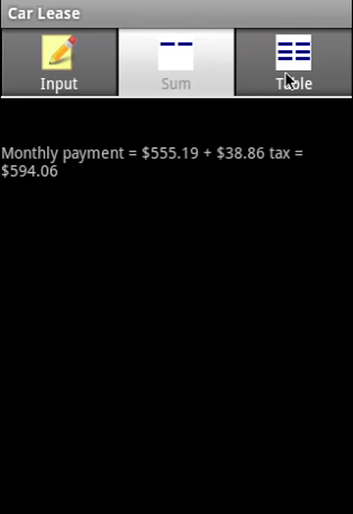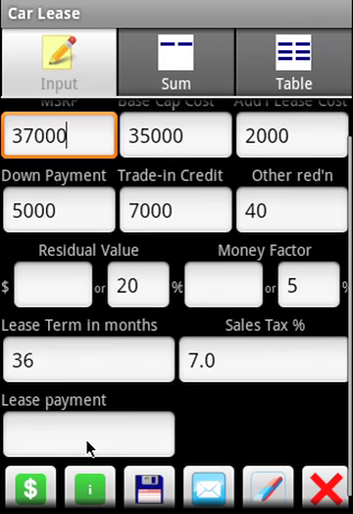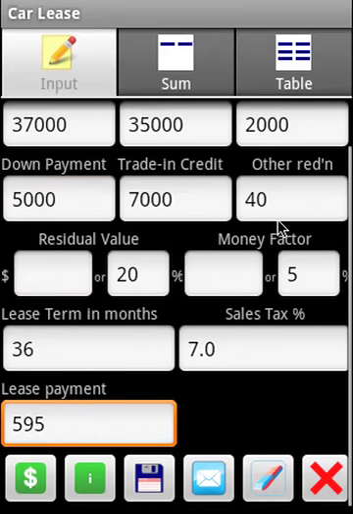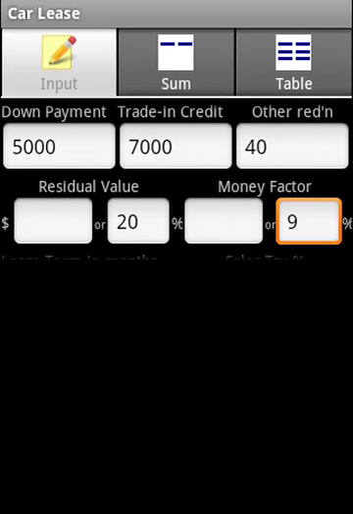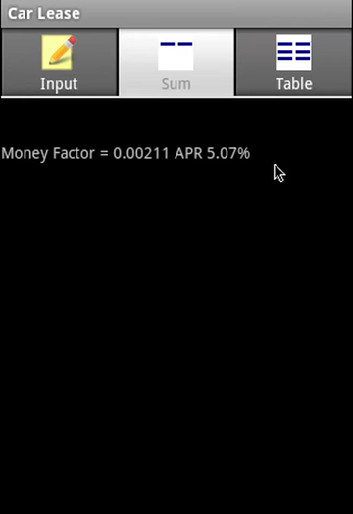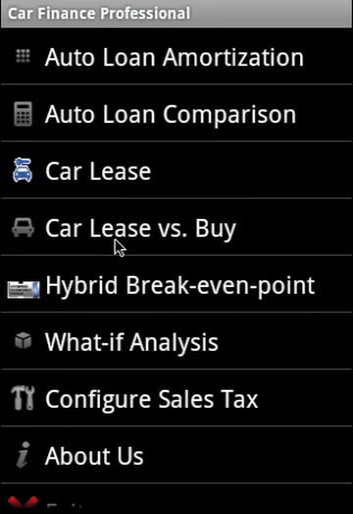Then let us find out what the actual lease payment is. So this is the lease payment, 594.06. This is how it compares. Say 595. Let us say we are making that payment, and we'll erase the money factor piece and calculate what that looks like. This is what it is. So now let us go to lease versus buy.